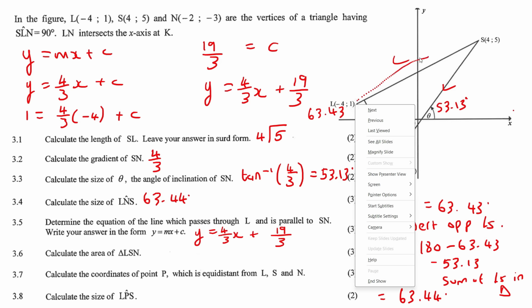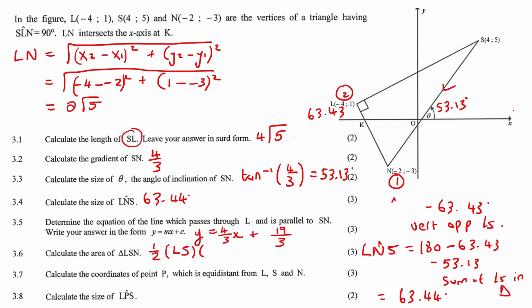And so now to work out the area, we can just say half base times height. It doesn't matter which one is the base and which one is the height. So let's say it's the length of LS and then LN. And so that's going to be half times 4 square root 5, which is what we got for SL earlier, and then 2 square root 5, which is what we've just got now. And so that's going to be 20. And they didn't really give us units, so we'll just say units squared.